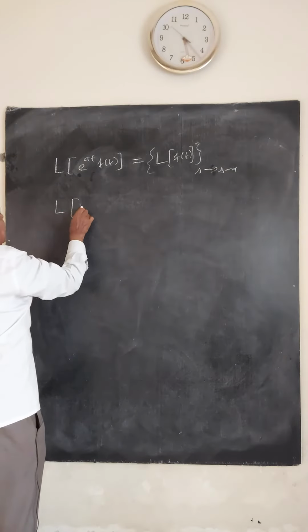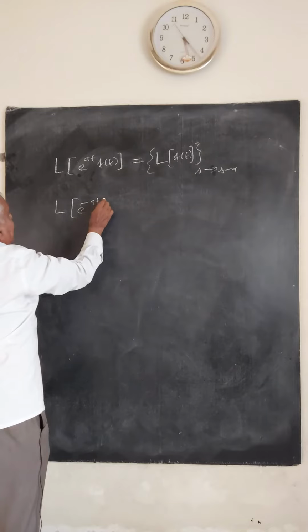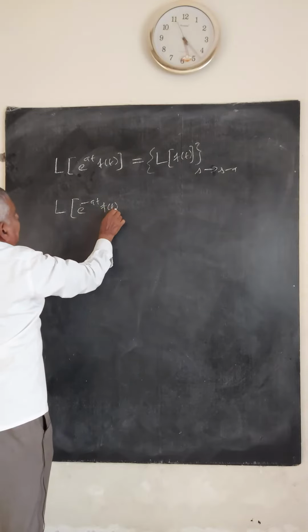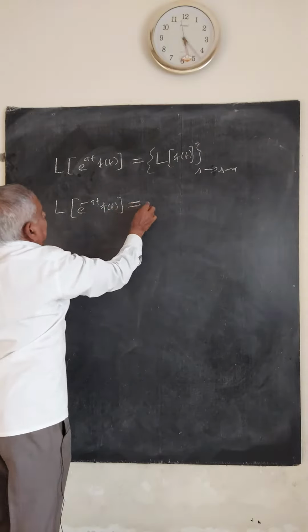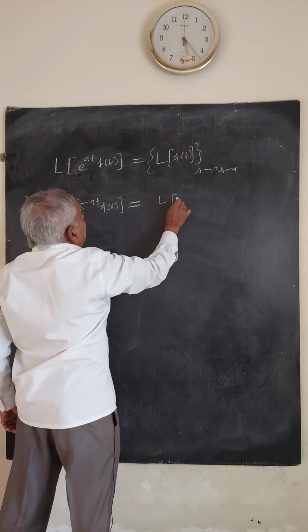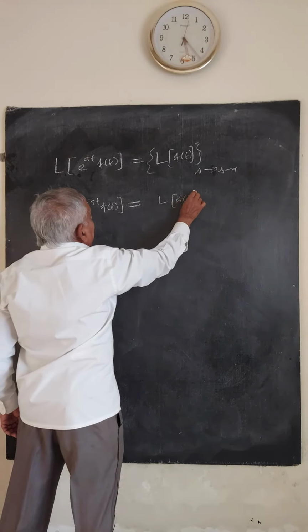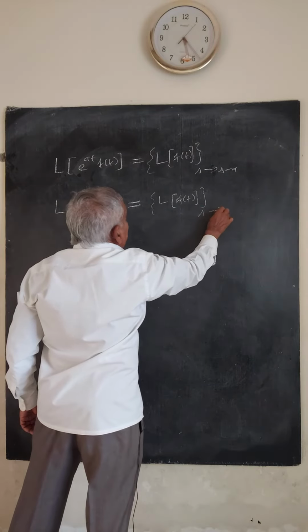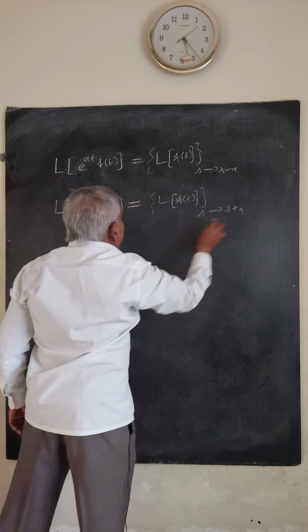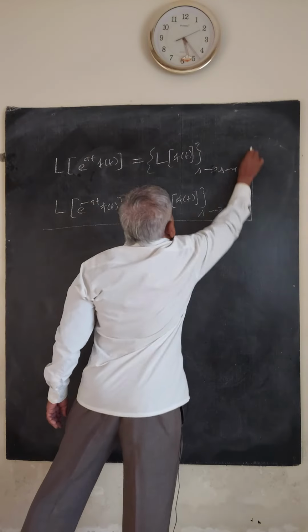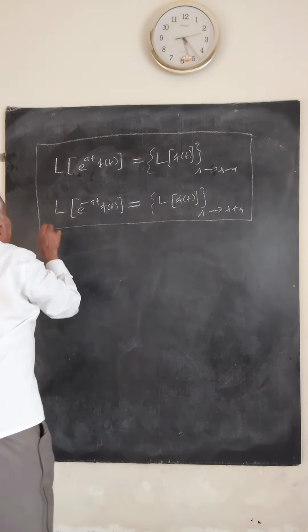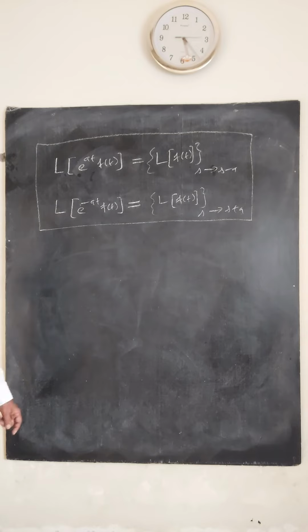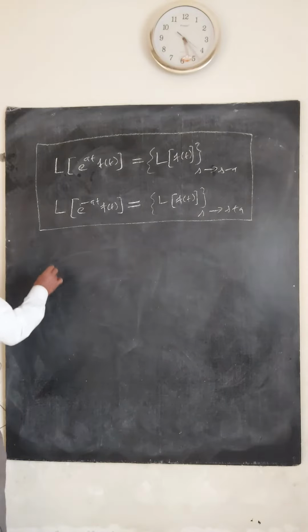Similarly, L of e power minus a t f of t equals the Laplace transform of f of t, everywhere changed into s plus a. These two are called the shifting property in Laplace transform. Let us see an application of this shifting property.